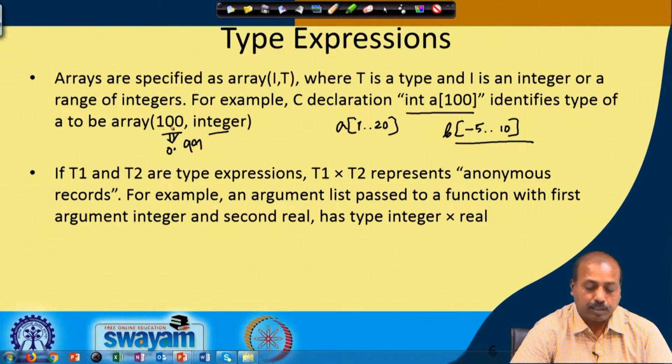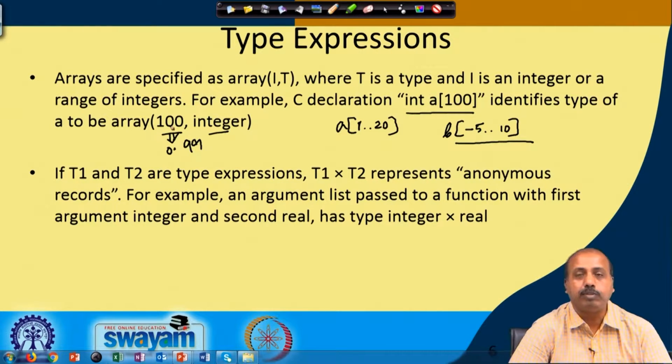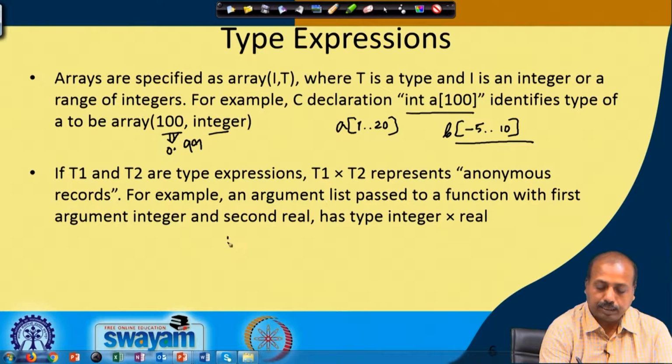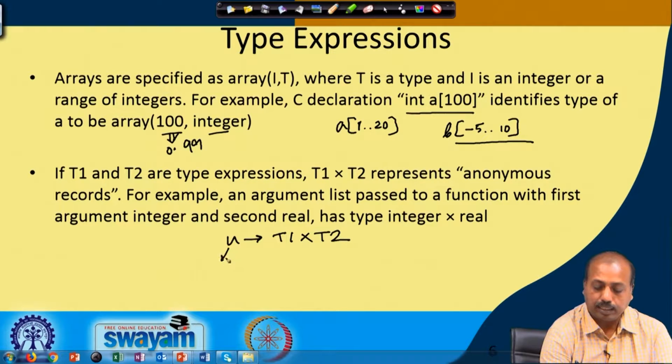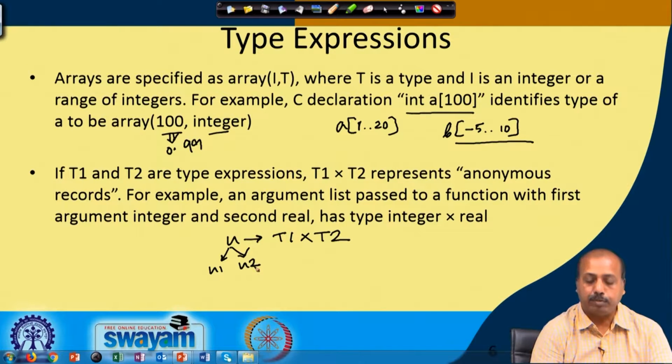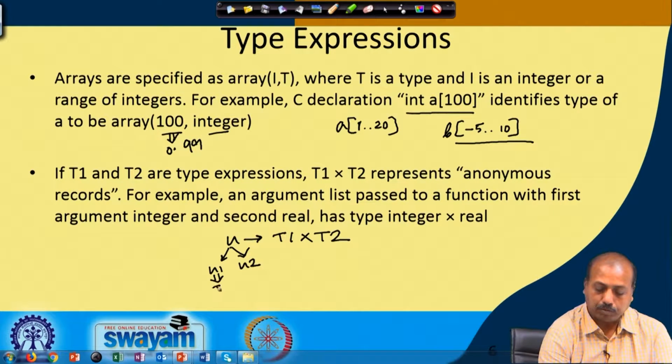Then we can have records. If T1 and T2 are two type expressions, then T1 cross T2 represents anonymous records. If you have any variable or symbol of that particular type T1 x T2, like say u is a variable whose type is T1 cross T2, that will mean that in u there will be two components, u1 and u2, where u1 will be of type T1 and u2 will be of type T2.